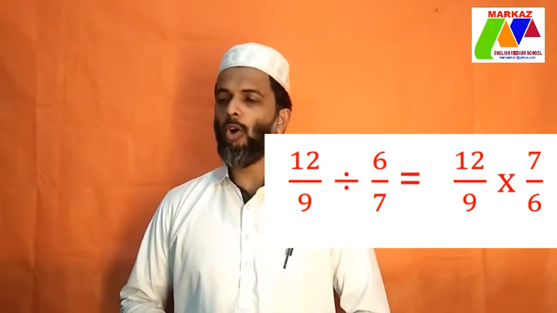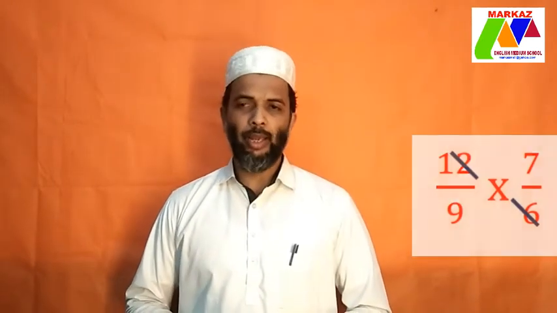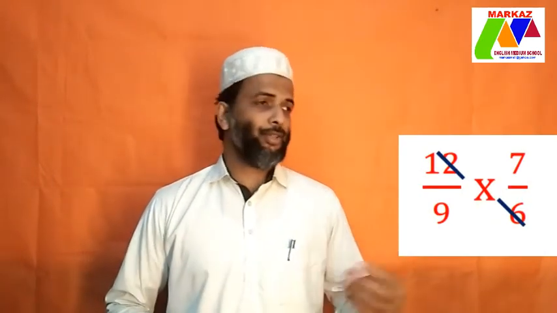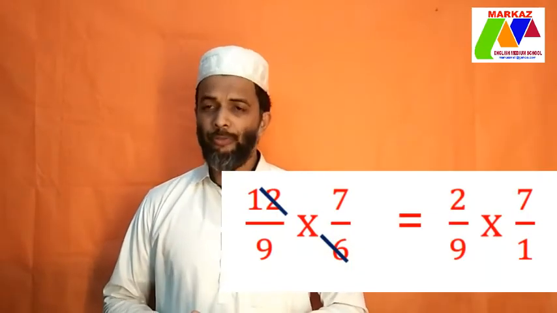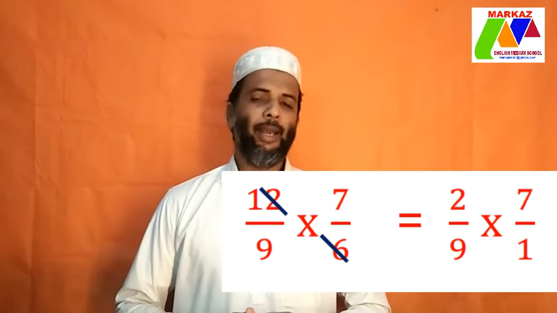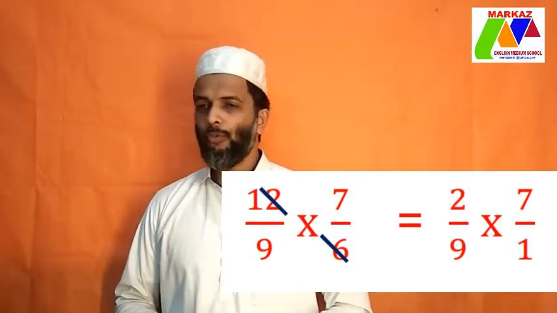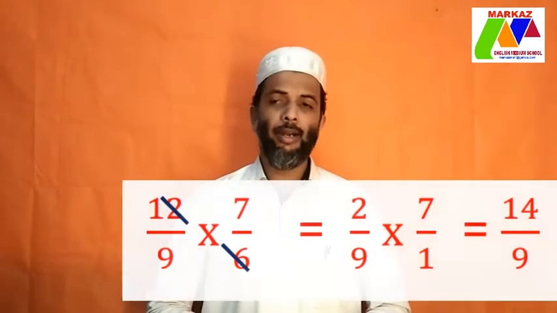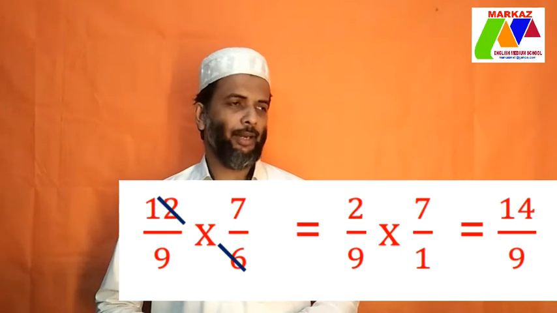Simplify the fraction with a common factor. How many 6s in 12? 2 times. How many 6s in 6? 1 time. So we can simplify the fraction: 2 by 9 into 7 by 1. 2 into 7 is 14. 9 into 1 is 9. Our answer is 14 by 9.